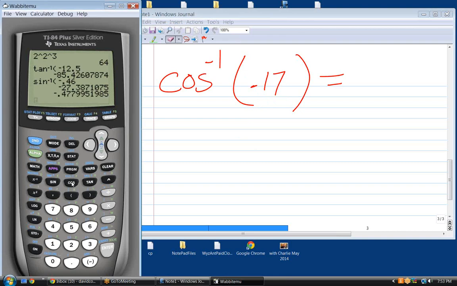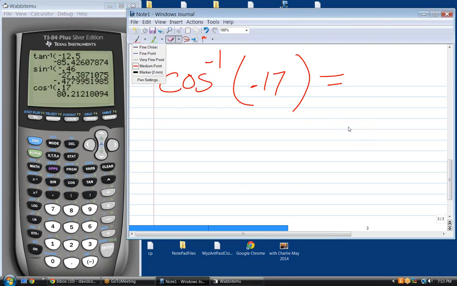Okay, so we got the inverse cosine of 0.17. So that's 80 degrees. They wanted degrees, right? Yeah. Okay, now let's put in the inverse cosine of negative 0.17. What should that be? What's the equivalent angle to 80 degrees only in the second quadrant?